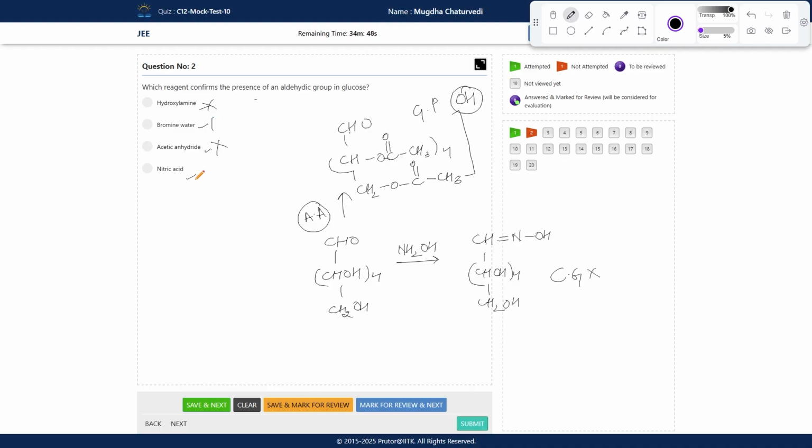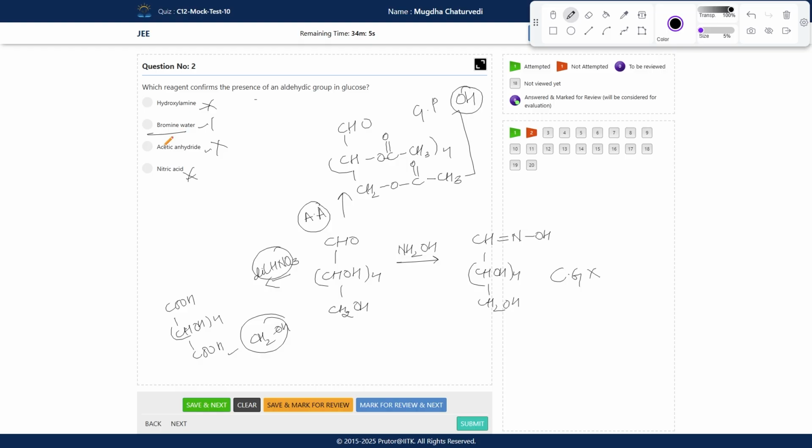Now, if we move on and see its reaction with nitric acid: glucose reacts with dilute HNO3 and forms saccharic acid, that is CHOH4 and COOH. There is oxidation of glucose with a strong oxidizing agent like nitric acid, which forms saccharic acid. This confirms the presence of an alcoholic group, the CH2OH group. That means this option is also wrong.